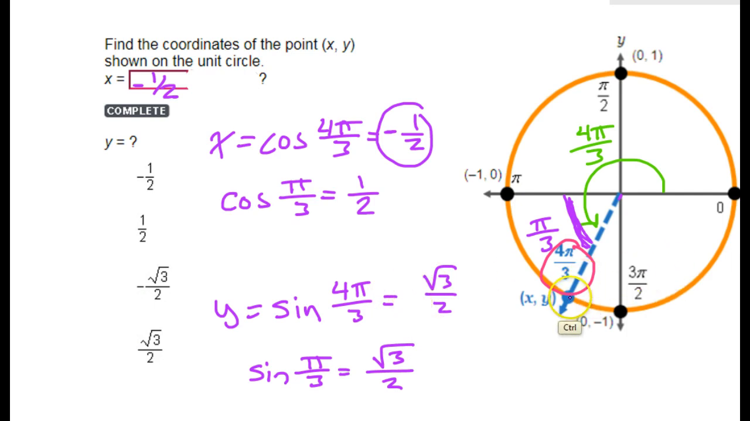Well, again, we're here in quadrant 3. This is a y value. Will y values be positive or negative in this quadrant? Well, y values are negative in quadrant 3 because we are below the x-axis, so all the y values will be negative down here. Okay, so the x-coordinate is negative 1/2, and the y-coordinate is negative radical 3 over 2.